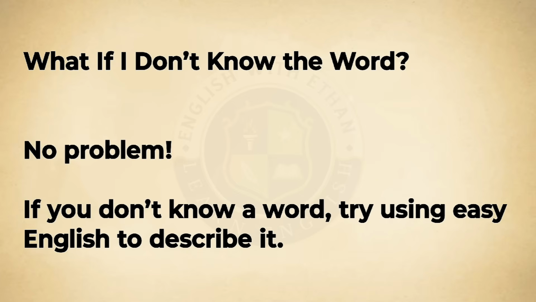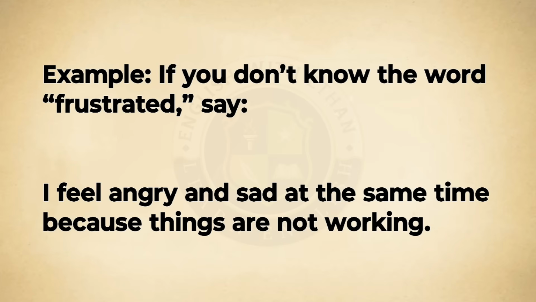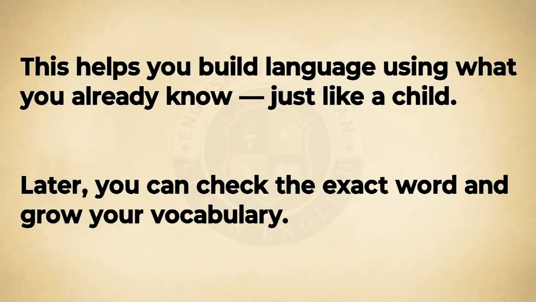What if I don't know the word? No problem. If you don't know a word, try using easy English to describe it. Example. If you don't know the word frustrated, say, I feel angry and sad at the same time because things are not working. This helps you build language using what you already know, just like a child. Later, you can check the exact word and grow your vocabulary.